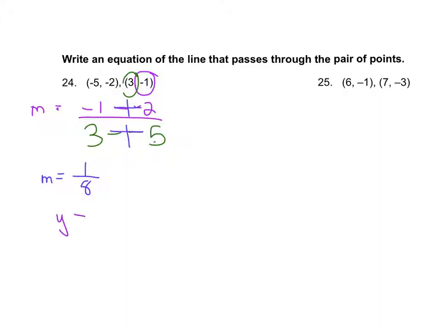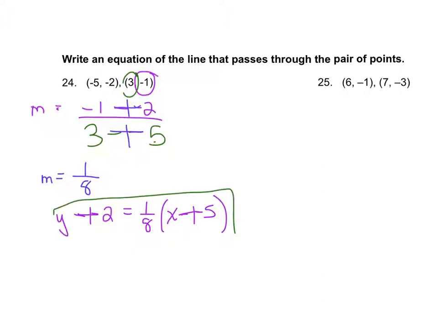y minus y1 is equal to m times x minus x1, which is negative 5. These become plus. There's my equation in point slope. If you needed to write it in standard form or in slope intercept, you would distribute, and then you would be able to change it around. So we're going to leave it like that because they just want an equation, and that's an equation.